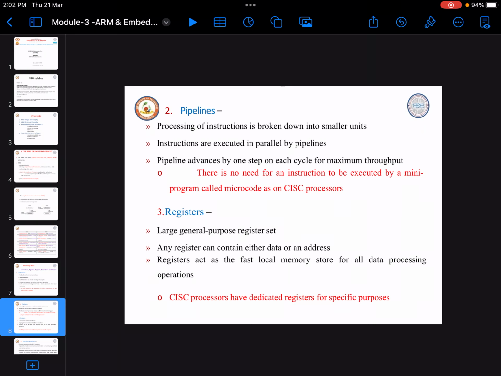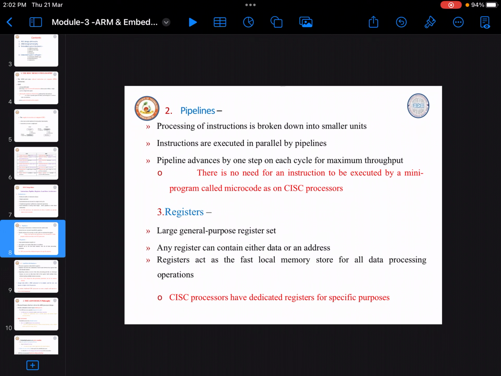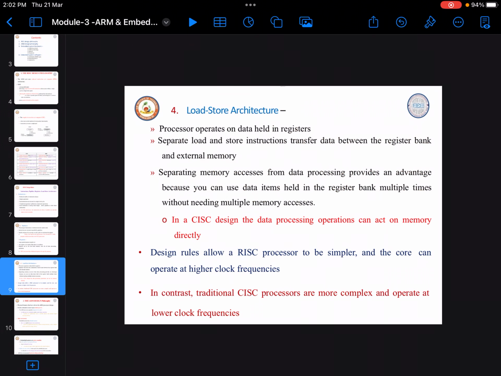Here, any register can contain either data or an address of the memory. Registers are mainly meant for accessing local memory, meaning fast access of the local memory storage in the case of all data processing instructions. So, coming to load-store architecture in the case of RISC, the processor operates based on load-store architecture.